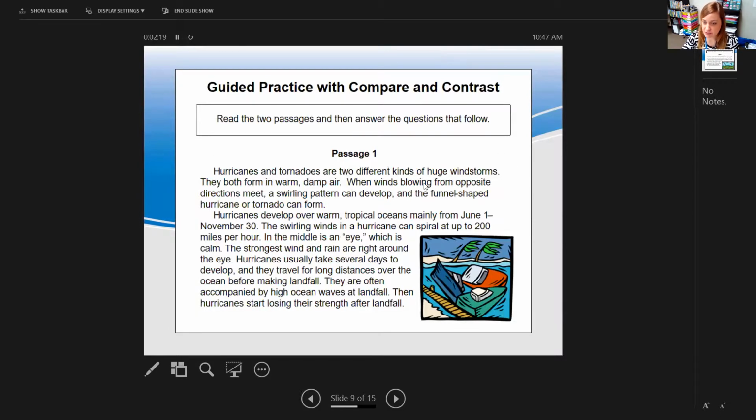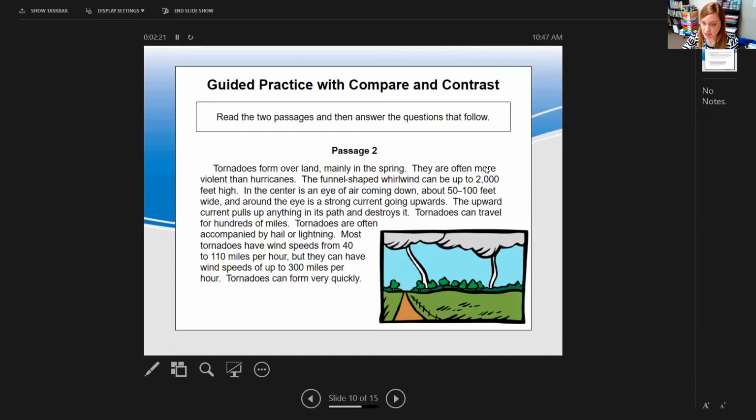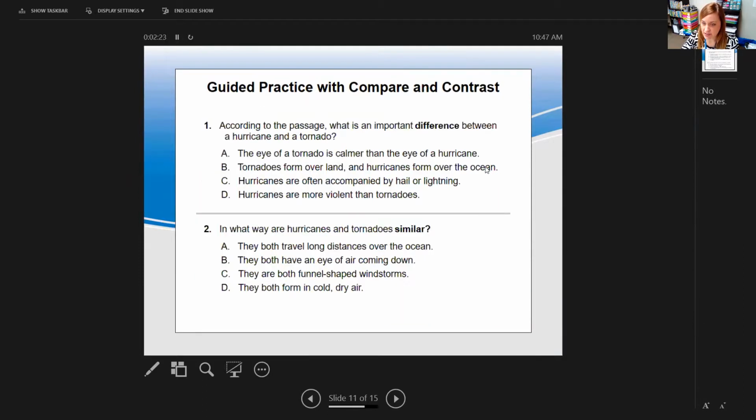So you're going to read passages 1 and 2 here, and then you are going to answer some compare and contrast questions for your quiz.